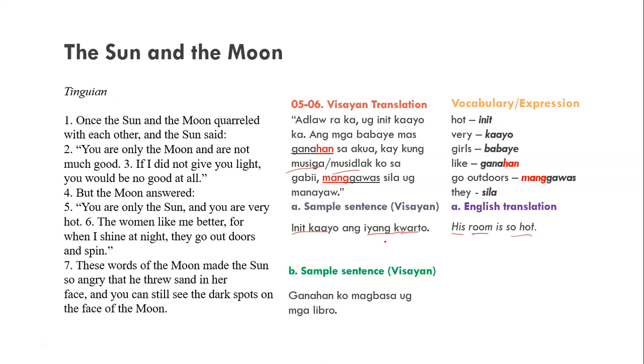And the next one is ganahan ko mubasa or ganahan ko magbasa og mga libro. I like reading books. Ganahan is like. Ko is I. Magbasa is read or reading. Og mga libro. Mga libro is plural for books. And here is our og marker.